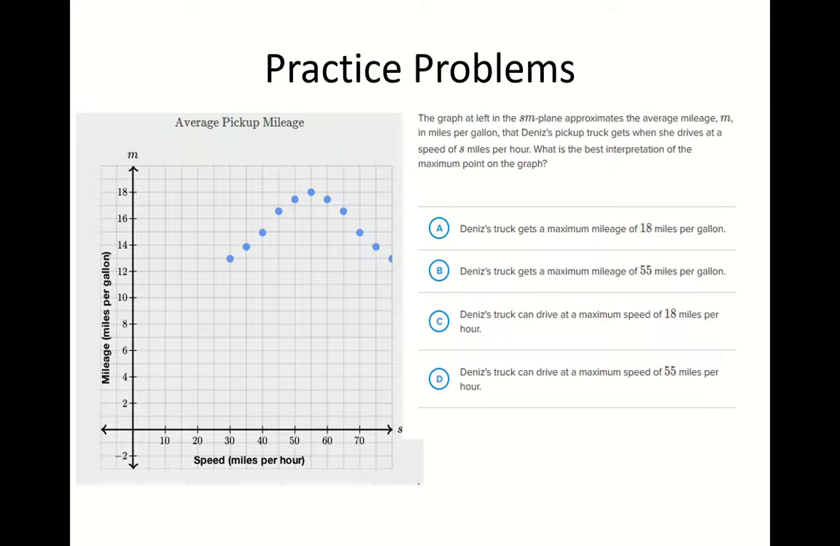Okay. Let's look at our first practice problem here. The graph at the left in the sm plane approximates the average mileage m in miles per gallon that Denise's pickup truck gets when she drives at a speed of s miles per hour. What is the best interpretation of the maximum point on the graph? So I'm going to go ahead and release the poll, and you can enter your answers in as you get them.